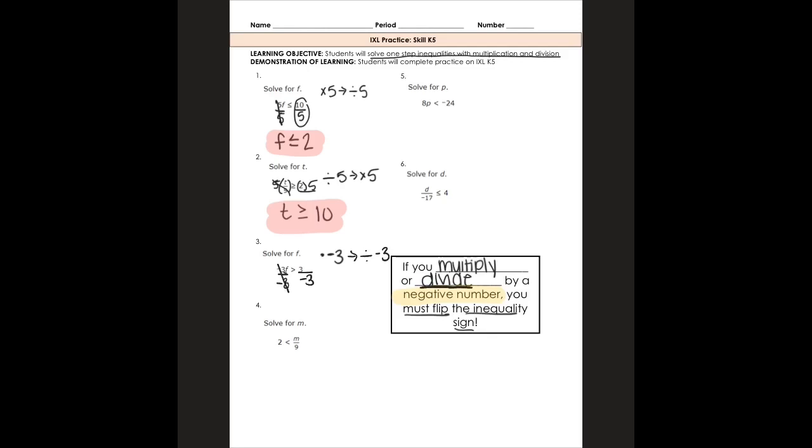So I'm going to divide by a negative. That means when I cancel out, I bring down my letter, and instead of this symbol for greater than, I'm going to flip it. So it's going to be pointing to the left side now. So we flip the symbol. 3 divided by negative 3 is negative 1. And since the letter is all by itself now, this is our final answer.